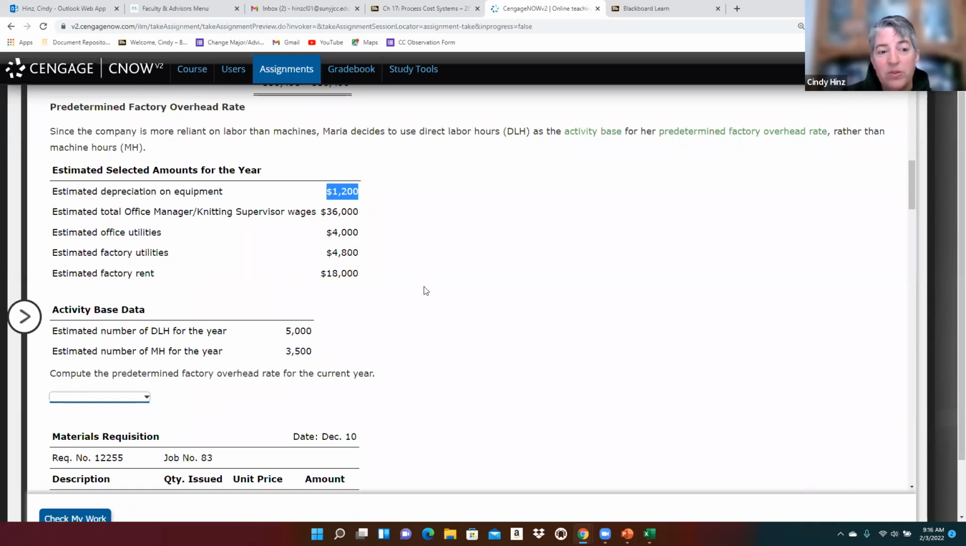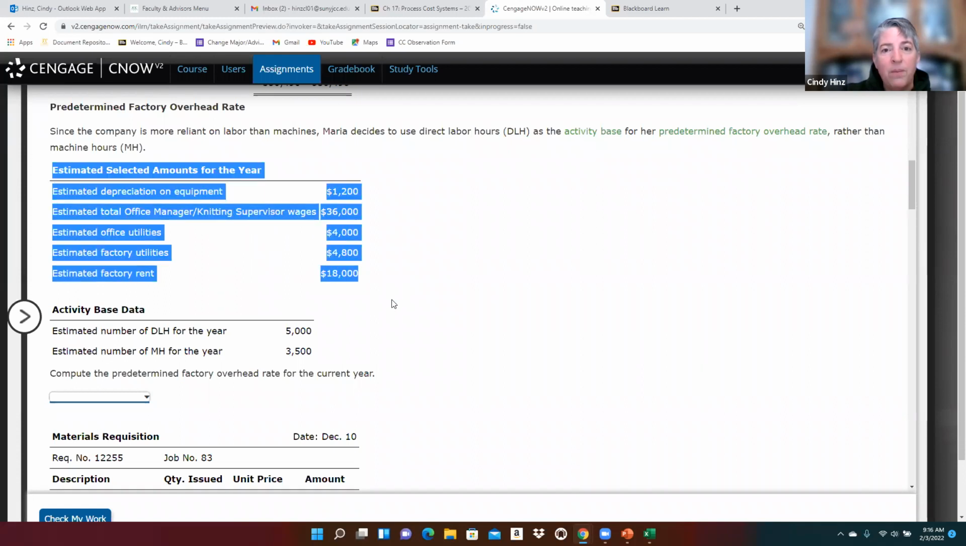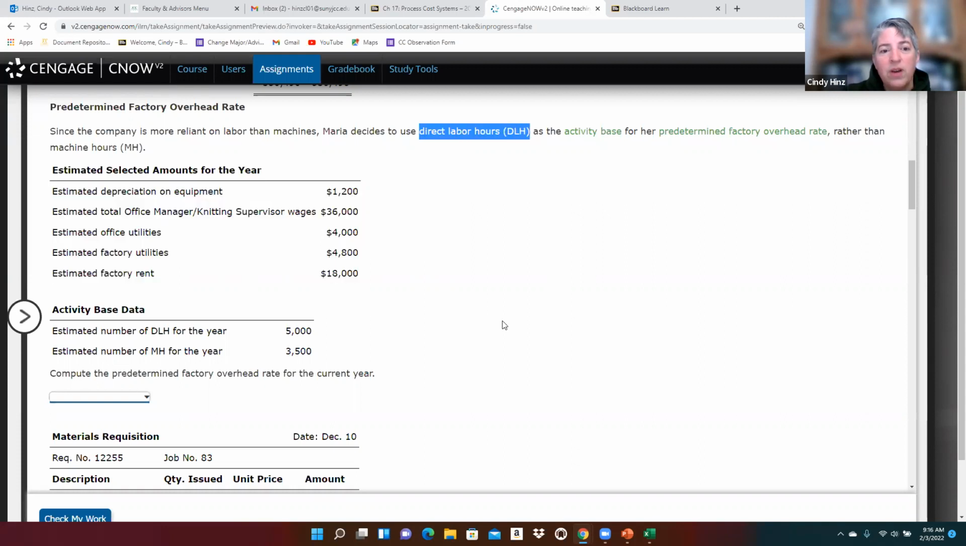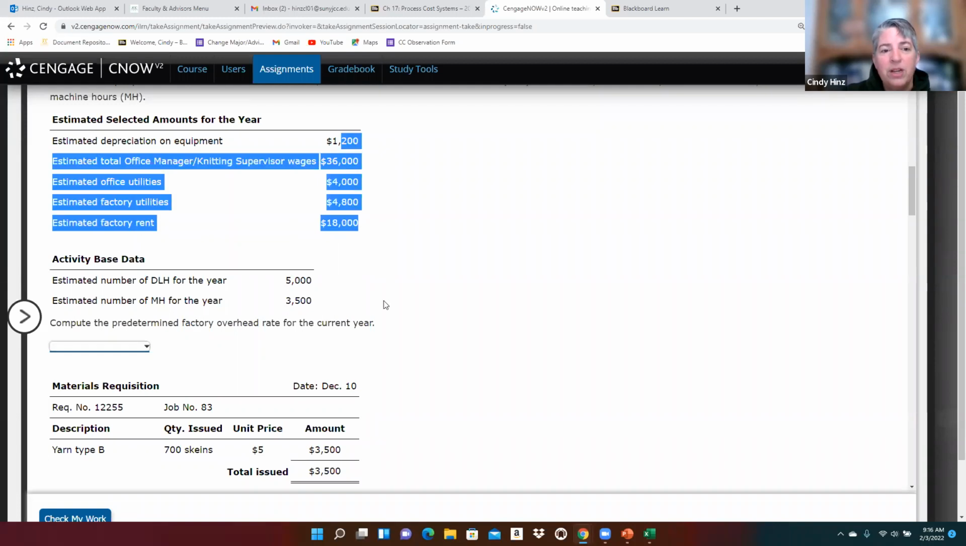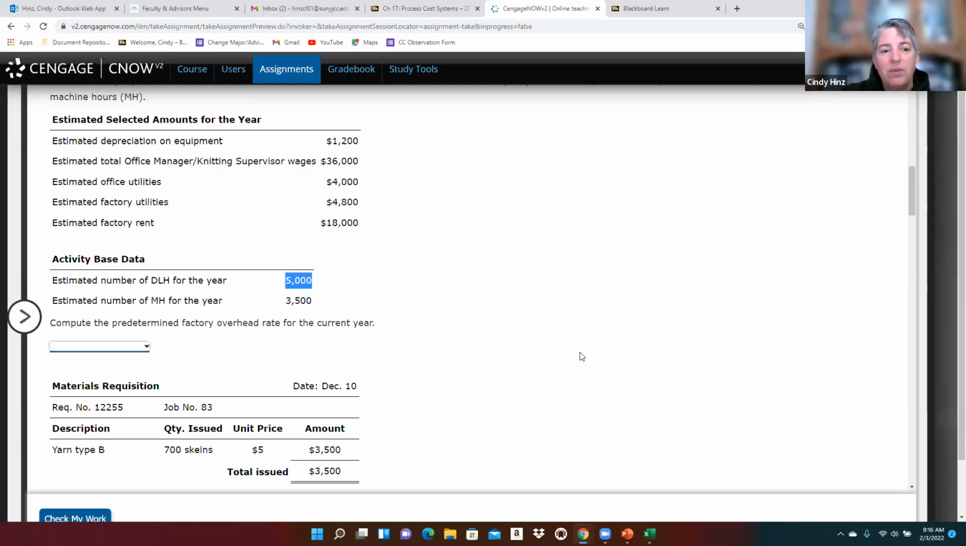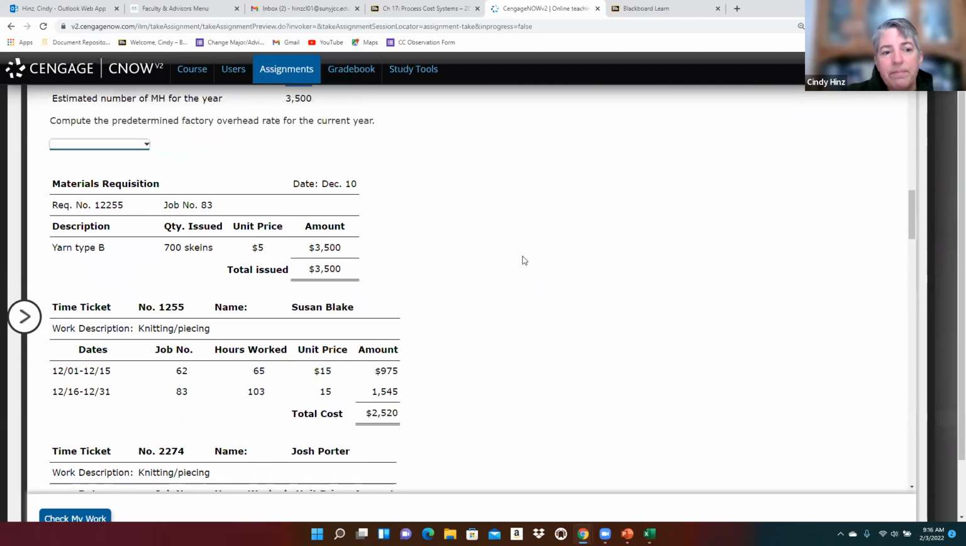So in chapter 16, we have learned the 3 steps for allocating overhead in the traditional approach. We have our estimated amount. It tells us that they're going to use direct labor hours as their cost driver, and it gives you the estimated direct labor hours here. So you should be able to calculate that predetermined factory overhead rate based on these budgeted estimates and the estimated level of the cost driver.